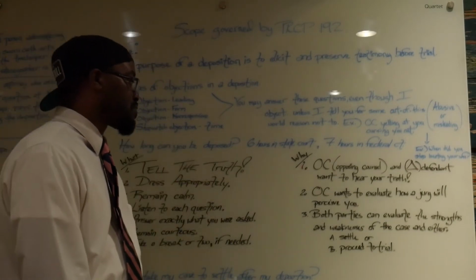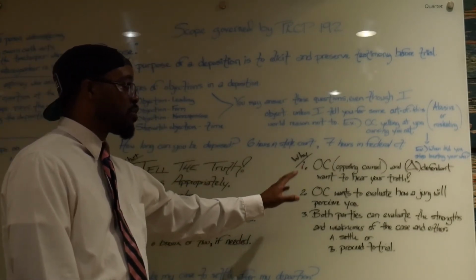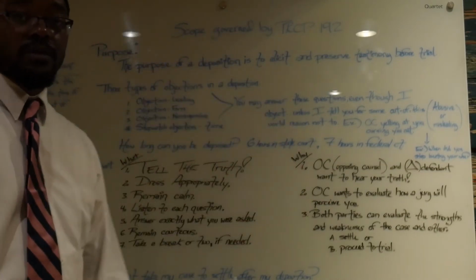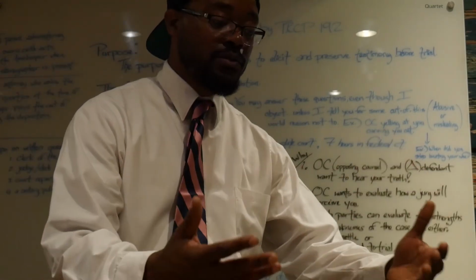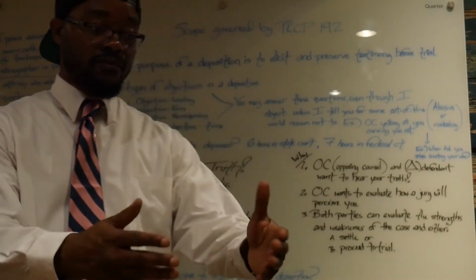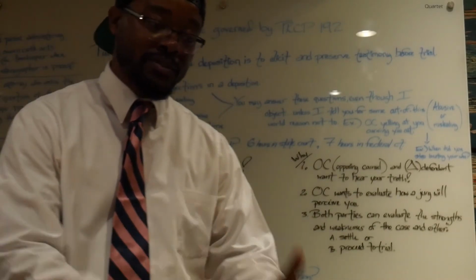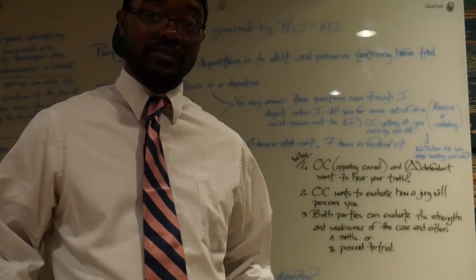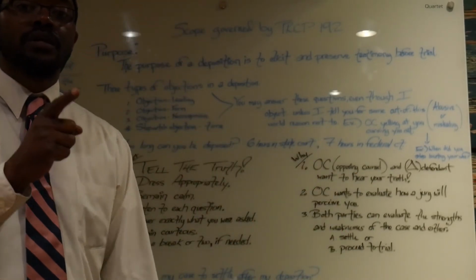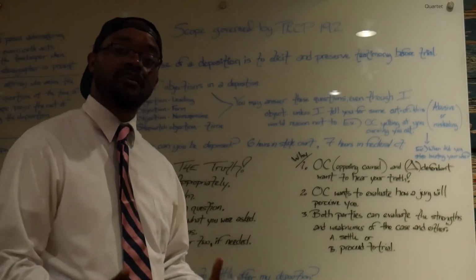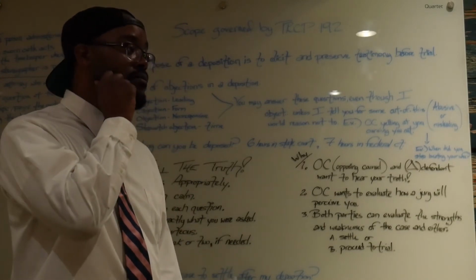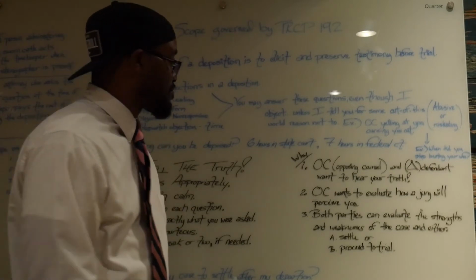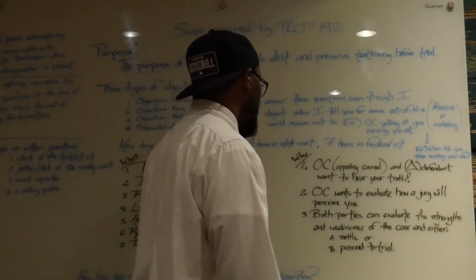So, like I said, number 2 was the opposing counsel wants to evaluate how a jury will perceive you. So how you come in and how you present yourself in front of them, because you've got to remember, a deposition is out of court testimony. It's sworn testimony that can still be used against you in a courtroom. So you have to carry yourself with a certain type of majesticness. Is that a word? I don't know. You know what I mean, though.